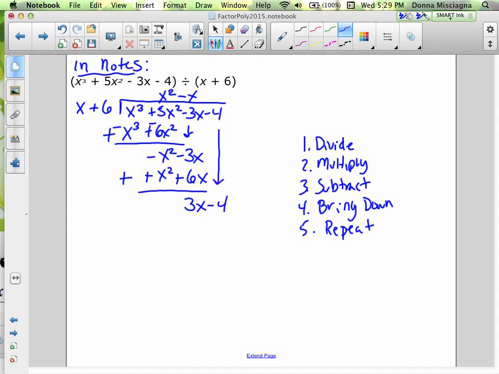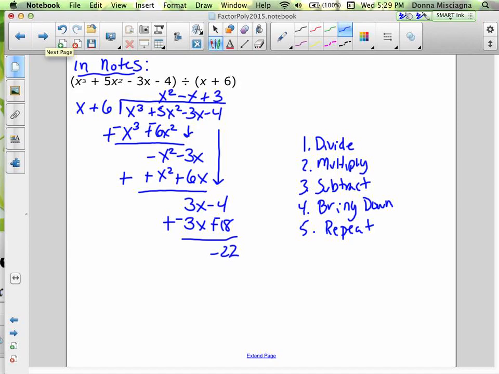All right, so we're going to divide x plus 6 into 3x minus 4. Well, what do we have to multiply x by to get 3x? Right, we'd have to multiply it by 3. 3 times x is 3x. 3 times 6 is 18. And then we subtract, which means to add the opposite. That would give us negative 22. So notice we have a remainder here.